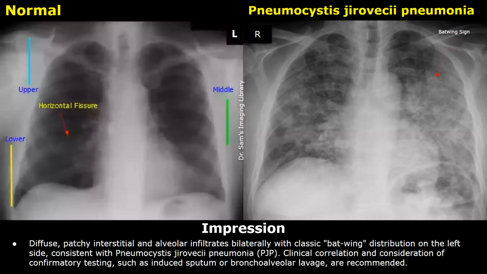This is the impression: diffuse, patchy interstitial and alveolar infiltrates bilaterally, with classic bat wing distribution on the left side, consistent with Pneumocystis jirovecii pneumonia. Clinical correlation and consideration of confirmatory testing, such as induced sputum or bronchoalveolar lavage, are recommended.